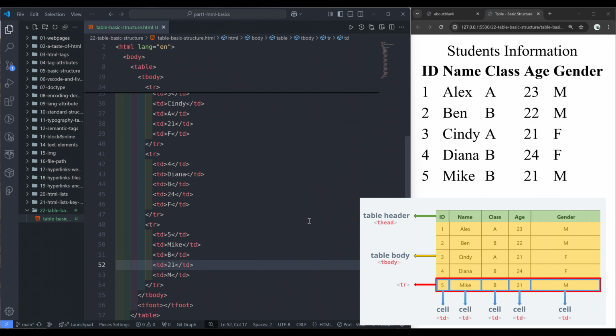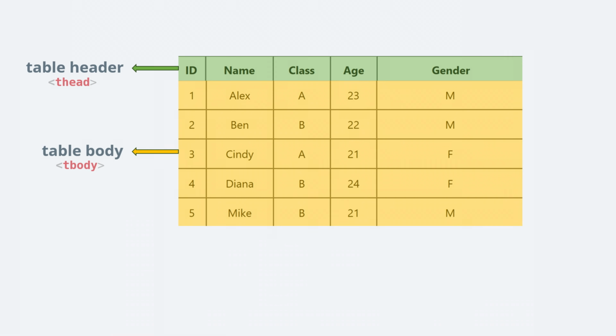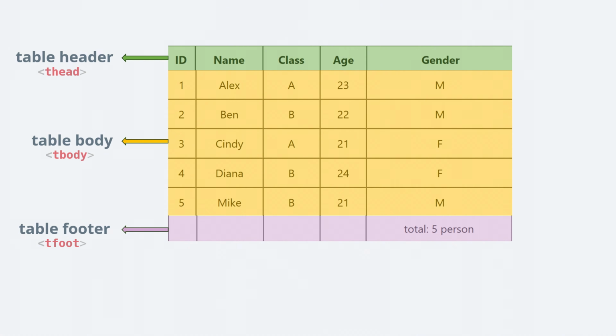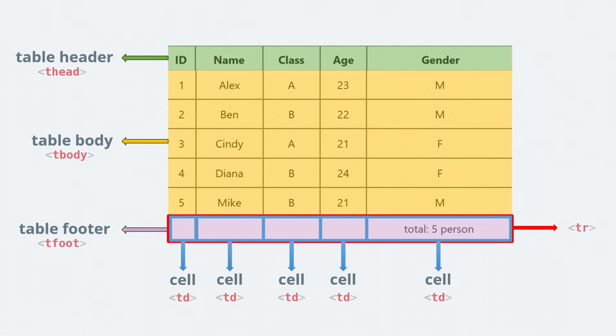With that, we've completed the table body. You can fold up the code for each row to make it tidier. Now, let's analyze the table footer. The footer in the table is also a single row, represented with TR. It has 5 cells. The first 4 are empty, and the last one contains the text. The cells here are also represented using TD. Note that both the table body and footer use TD for their cells, while the table header uses TH.